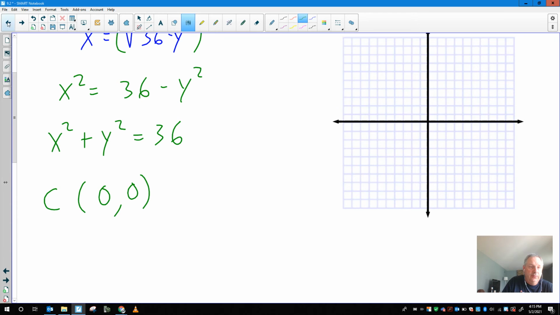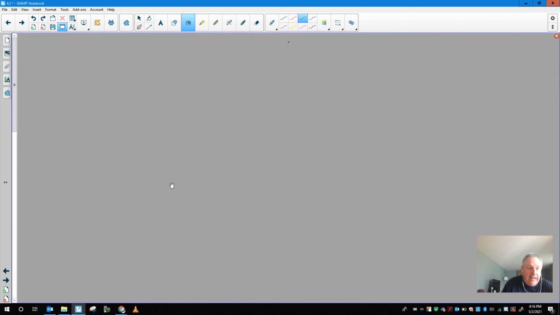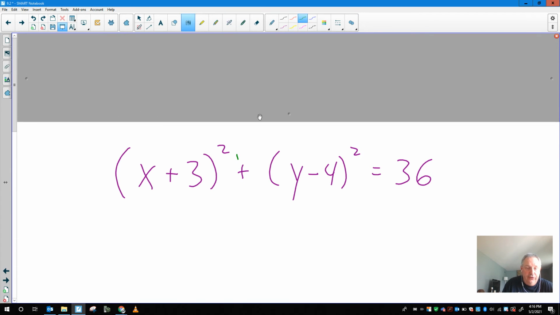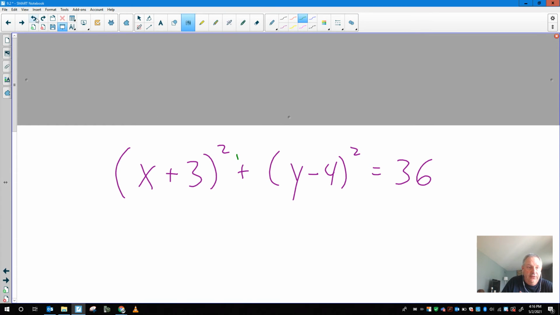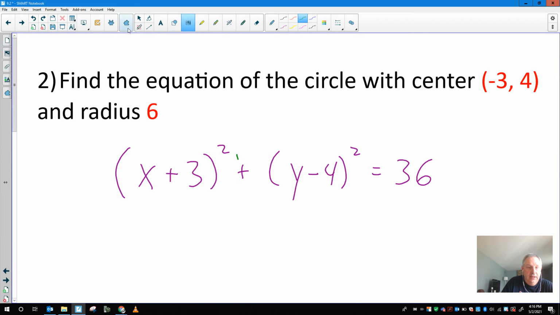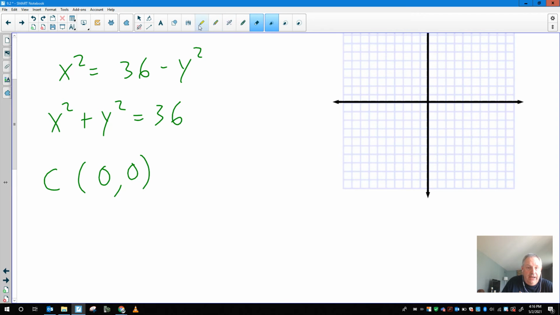Like if I go backwards from here, you should be able to look at this and say, okay, well, if I gave you this equation, if I'm not given what I have up here, so if I'm given this, you should be able to identify easily the center and the radius. So from here, I know my center is 0, 0, and my radius is 6.